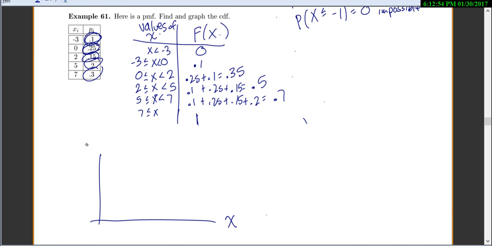So you put your x values, and over here we'll do our f of x. On your x-axis, you'll put your x values, and your y-axis is f of x. I'm going to go with a 0.5 or 0.1 scale.